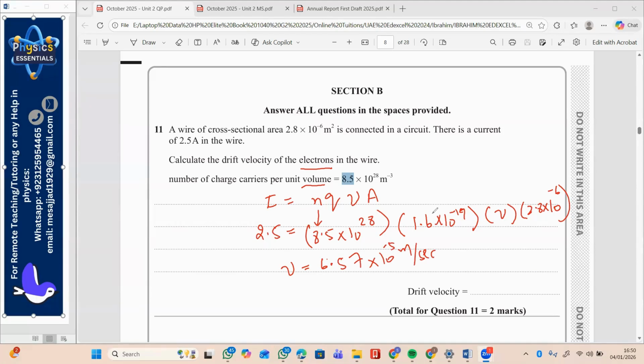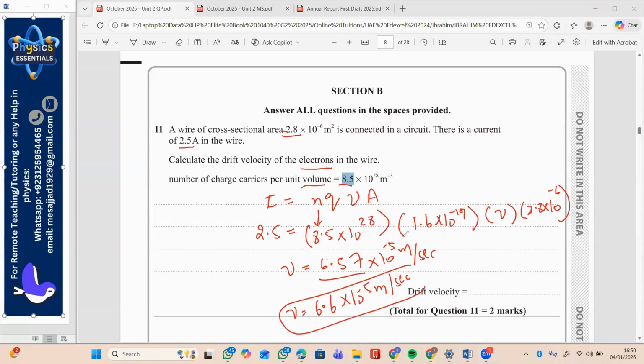Now you can see that it is very important for you to remember, otherwise you are going to lose marks for the significant figures error. If you can see that in all the data that is given to you, the number of significant figures is only 2. So your answer should not have 3 significant figures. So here your answer should be 6.6 into 10 raised to the power minus 5 meter per second.